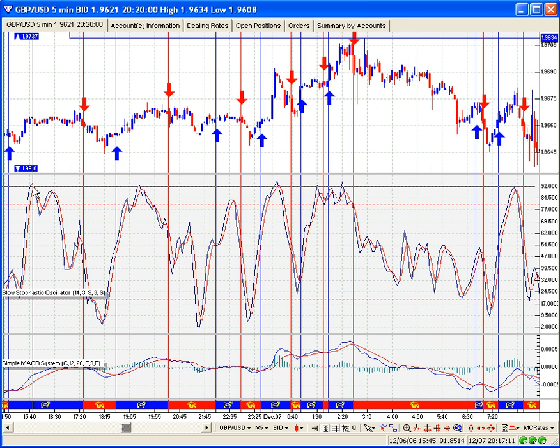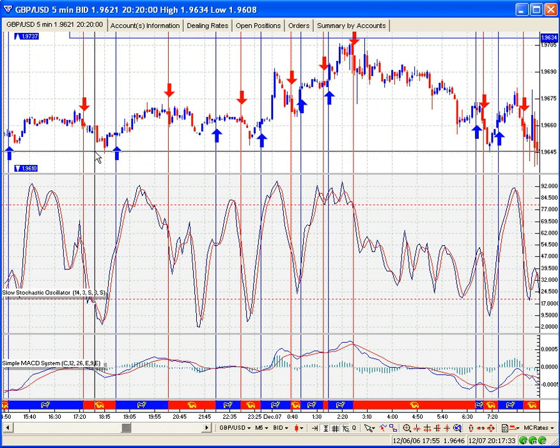Okay, now from here you are making 660. It has come down to 645. So the first move is 660 to 645. Not a lot, but still you make the money there. 15 points.